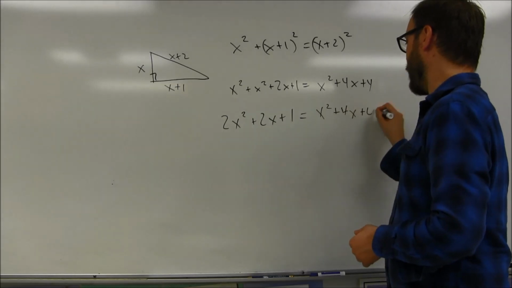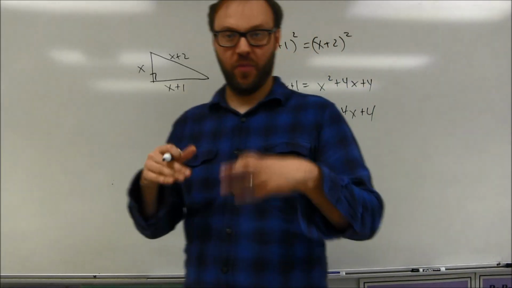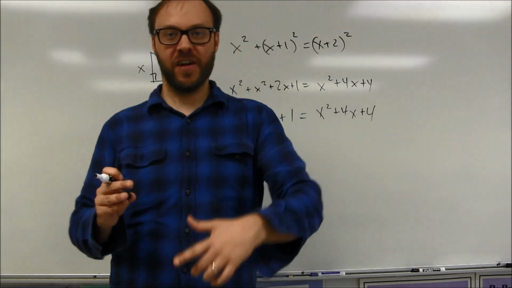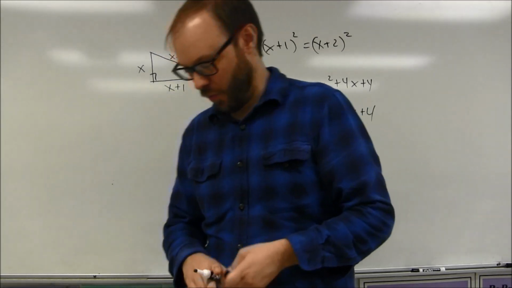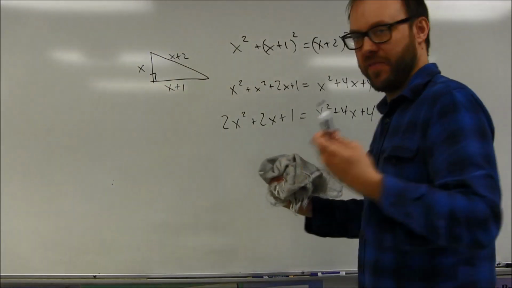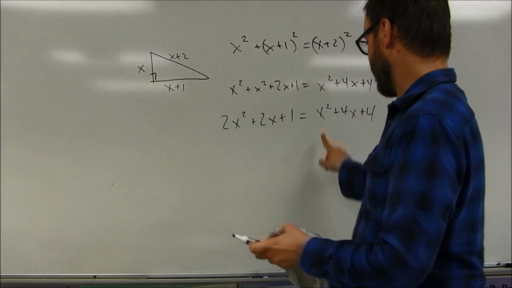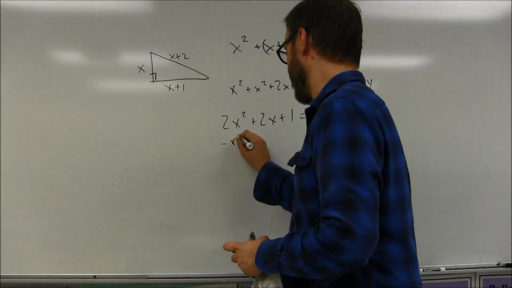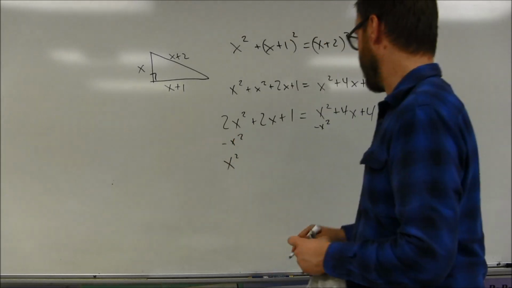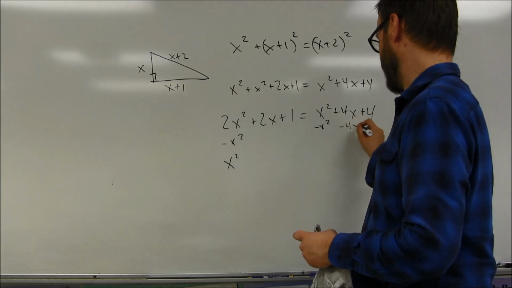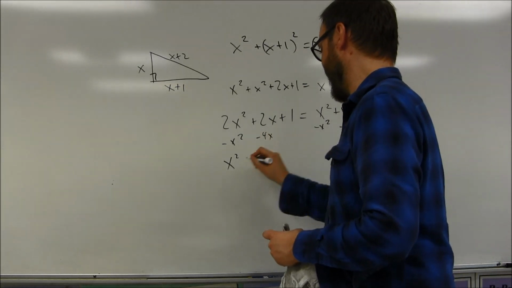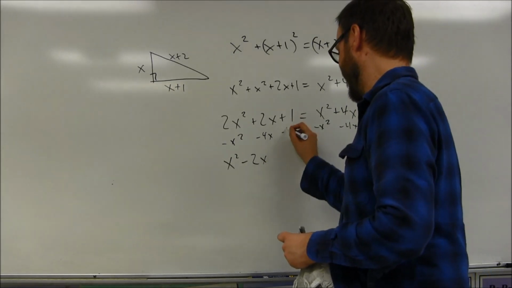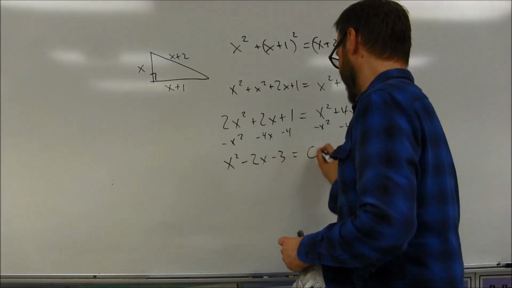Remember, when you're solving a quadratic, you want to get everything on one side. You want the equation equal to 0. Then you can use the quadratic formula, or you can factor. Those are key things that you worked with back in Algebra 1 that we've reviewed some this year as well. So I'm going to subtract x squared from both sides. It's going to leave me with just 1x squared. I'm going to subtract 4x from both sides, and that's going to leave me with a negative 2x. And I'm going to subtract 4 from both sides, and that's going to leave me with negative 3.